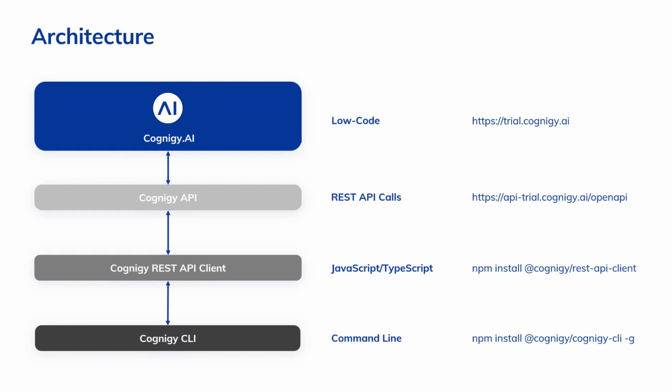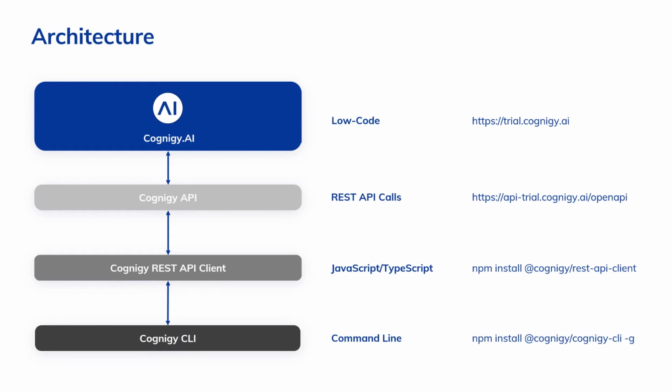And we've built a tool called the Cognigy REST API Client JavaScript module, which you can use to interface with the API from your JavaScript code, so from Node.js, for example. It is available for you to install as an npm module. It's called @cognigy/rest-api-client. And then we have the Cognigy command line interface, the Cognigy CLI.